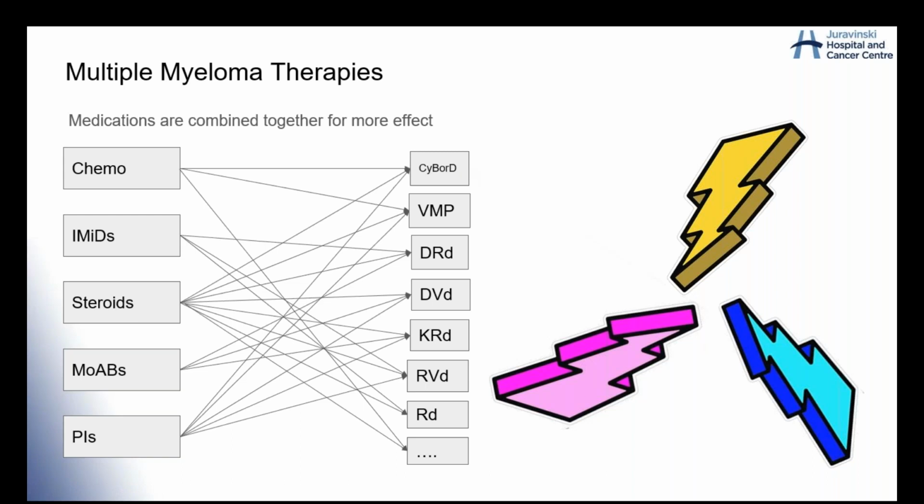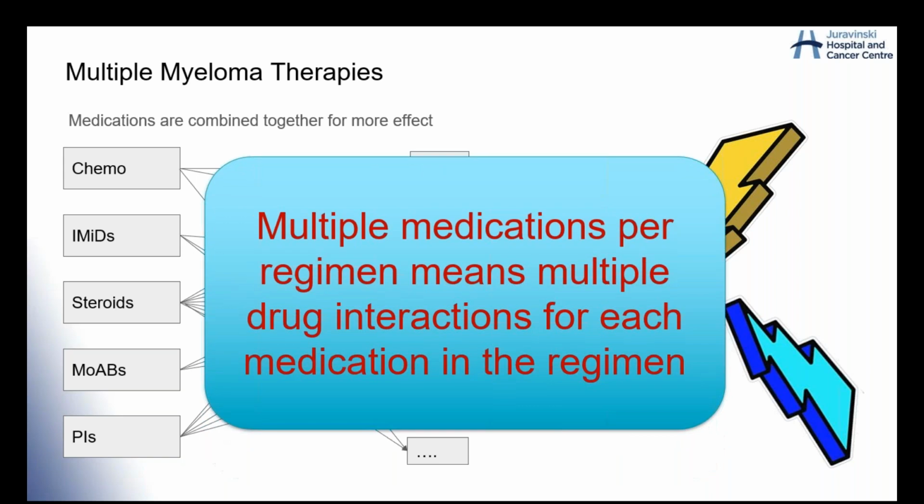So how is that relevant to our presentation today? Well, multiple medications that are used in the same regimen means that there are multiple drug interactions for each medication in the regimen. So that really brings up the importance of looking at drug interactions, because we're not really dealing with one medication. We're dealing with multiple medications at the same time.